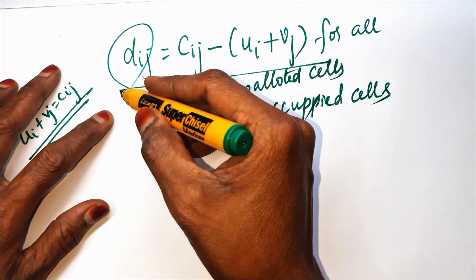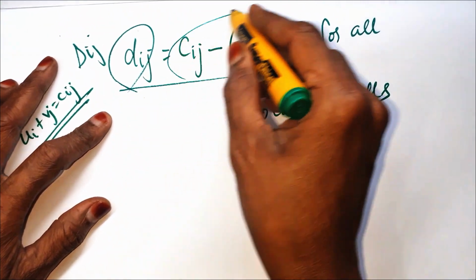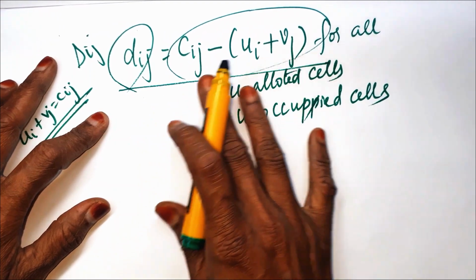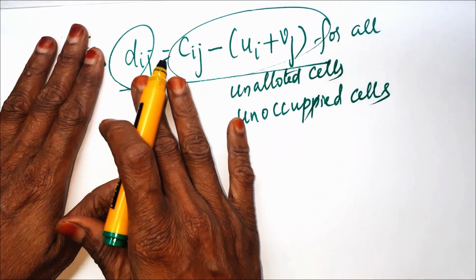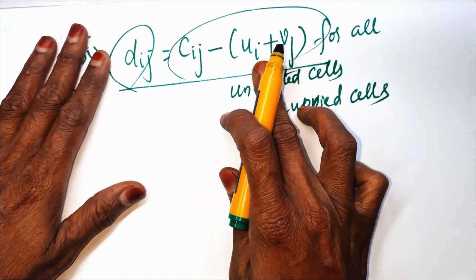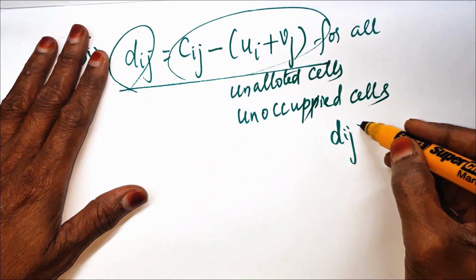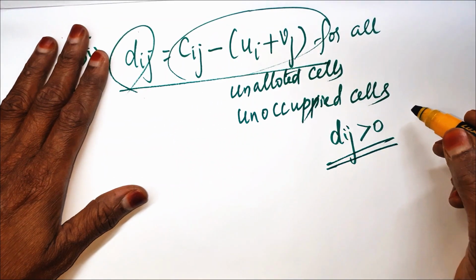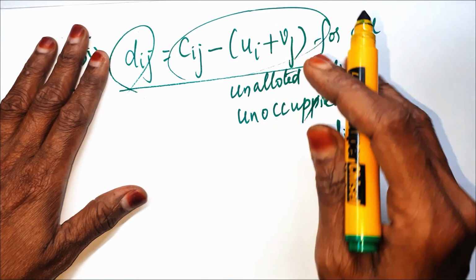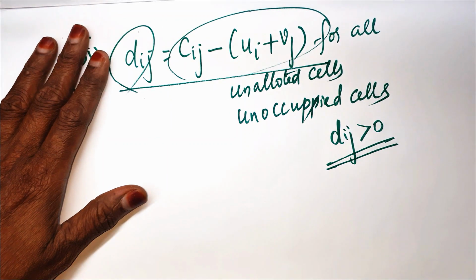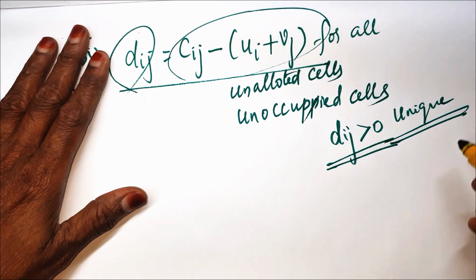In some books they will use the term delta ij, and this may be reversed: ui plus vj minus cij. The procedure we are using is dij equal to cij minus (ui plus vj). And we have to make sure all the dij values are greater than 0. If they are greater than 0, whatever answer we got using VAM is the final solution, and the solution is unique. We have only one solution.